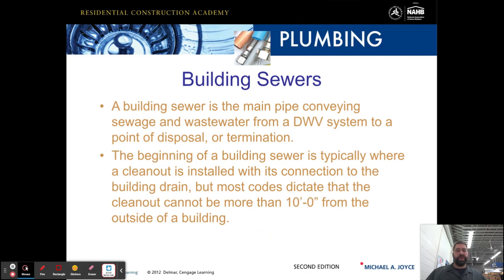Building sewers are the main pipe conveying sewage and wastewater from a drainage waste vent system to a point of disposal or termination, and we saw that in the previous diagram. The beginning of a building sewer is typically where a cleanout is installed with its connection to the building drain, but most codes dictate that the cleanout cannot be more than 10 feet 0 inches from the outside of the building.